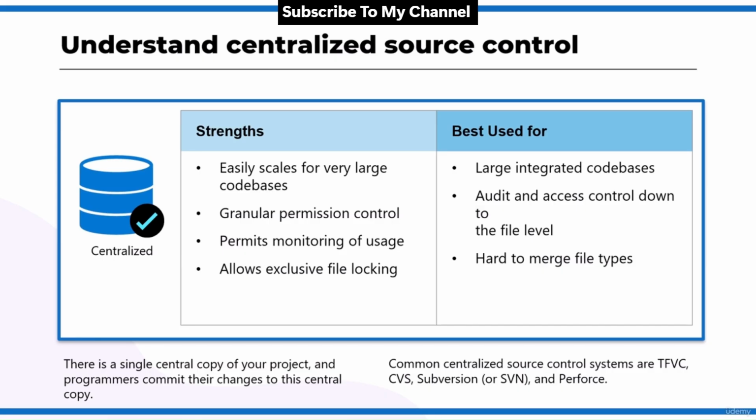Now, as you can see on the slide, we have some strengths of centralized source control, and it is perfectly best used for scenarios where you have a large integrated code base. You have audit and access control down to the file level. In these kinds of scenarios, maybe you can use centralized source control. Some common centralized source control systems are Team Foundation Version Control, TFVC, CVS, Subversion, SVN, and Perforce. All these are very popular and famous version control systems which are centralized.